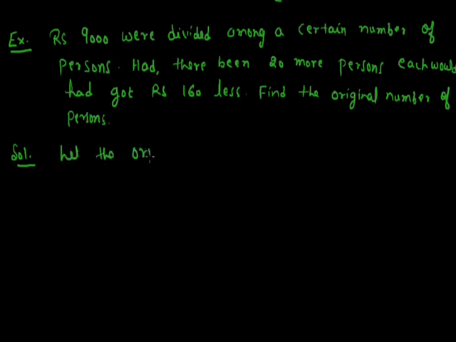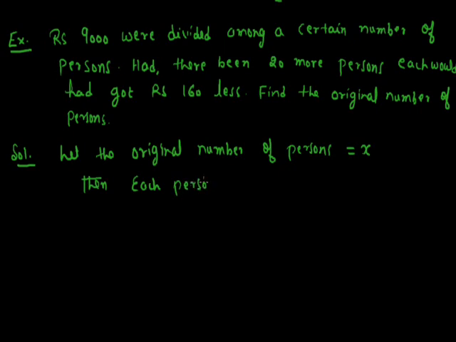Let the original number of persons be equal to x. Then each person would get 9,000 upon x. It means each person would get rupees 9,000 upon x.